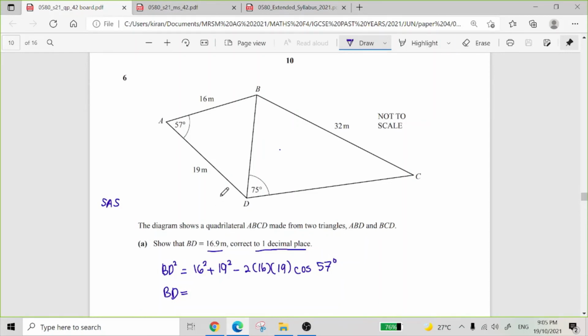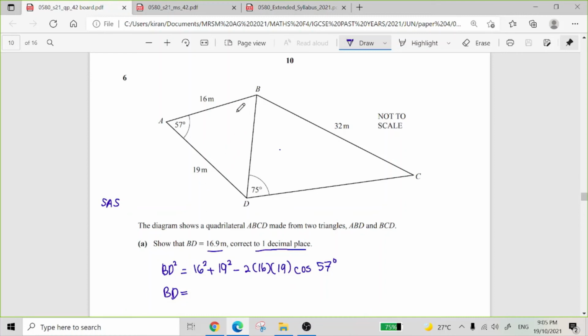Okay, tips untuk gunakan sine rule ialah dia mesti ada, wajib ada satu angle and its opposite length. Okay, so kalau tak ada angle and its opposite length, maknanya you tak boleh guna sine rule. So kalau kat sini kita tak ada angle and its opposite length and also length and its opposite angle, so kita tak boleh gunakan sine rule.